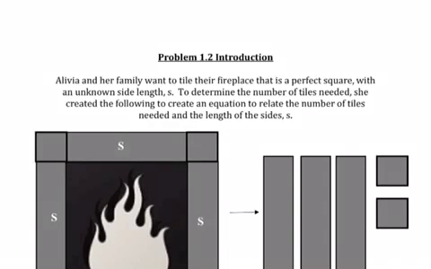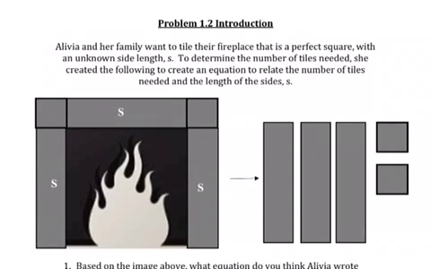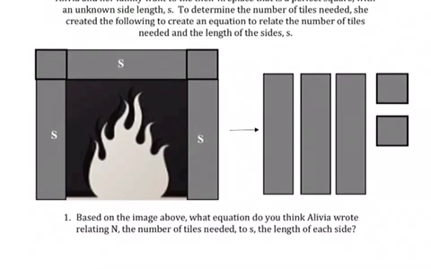So, it says Olivia and her family want to tile their fireplace that is a perfect square with an unknown side length S. Okay, so just like tiling our pools yesterday with squares, and we don't know the side lengths. So, to determine the number of tiles needed, she created an equation to relate the number of tiles needed to the length of the sides S.